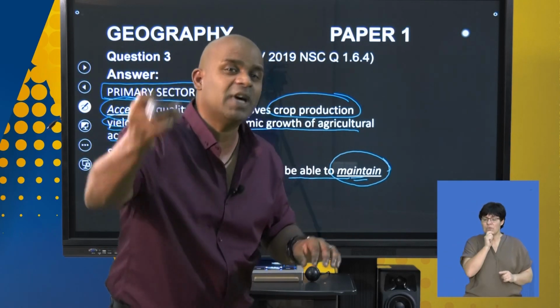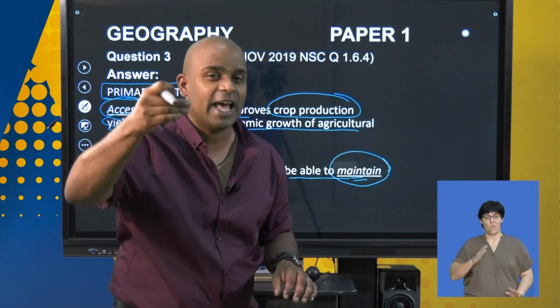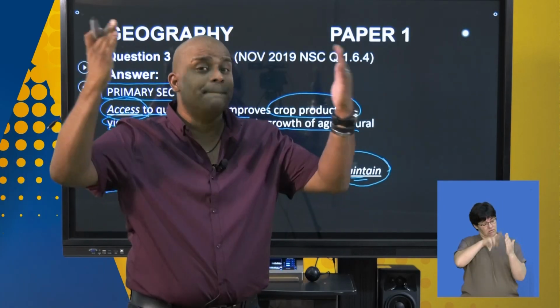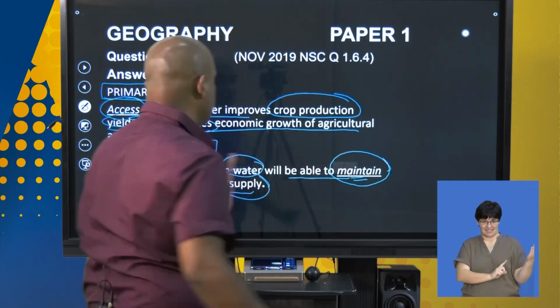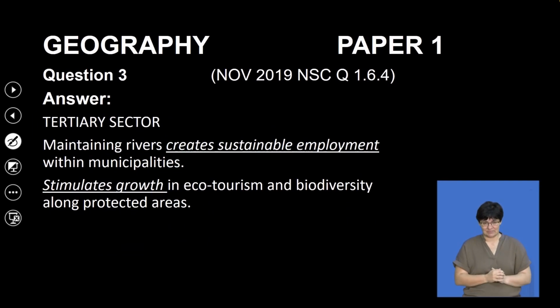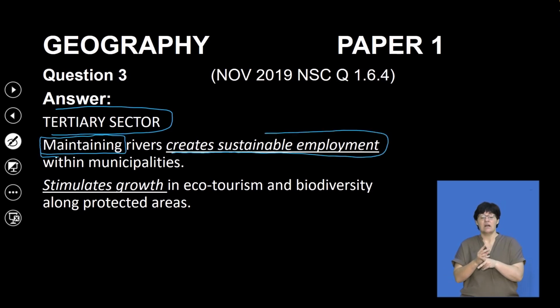Can you see how a discussion unfolds? A discussion unfolds where you use qualifying words: increasing, decreasing, maintaining, moderate. When you're using these words, they qualify the type of response that you want to give. And it helps the person marking your scripts better understand what you're saying in terms of your response to the question. In terms of the tertiary sector, again using the word maintaining, rivers create sustainable employment.